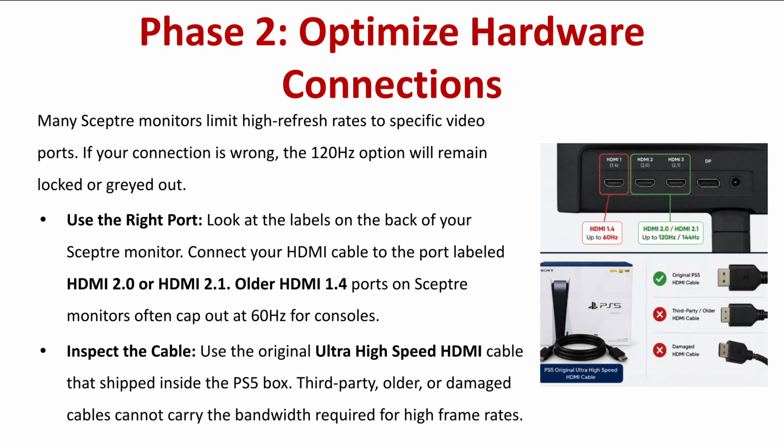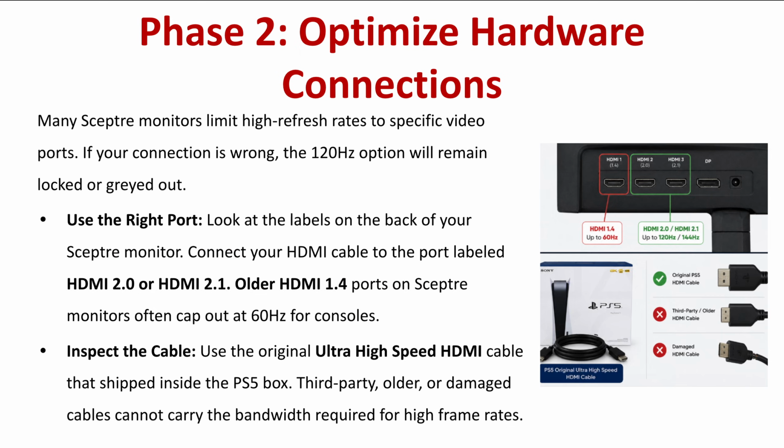Phase 2 is optimize hardware connection. Many Sceptre monitors limit high refresh rates to specific video ports. If your connection is wrong, the 120Hz option will remain locked or grayed out. Use the right port. Look at the label on the back of your Sceptre monitor. Connect your HDMI cable to the port labeled HDMI 2.0 or HDMI 2.1. Older HDMI 1.4 ports on Sceptre monitors often cap out at 60Hz for consoles.